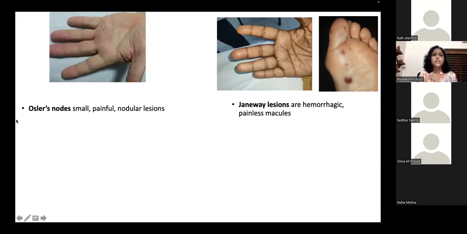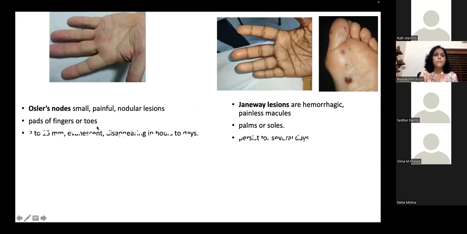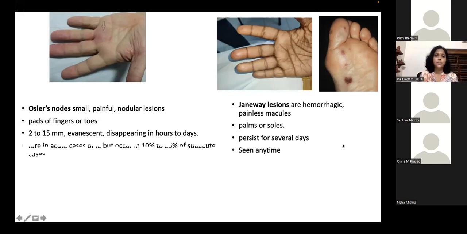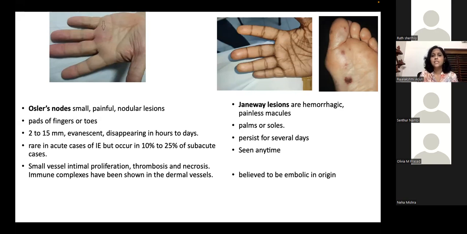Just a few differences between Osler nodes and Janeway lesions. Osler nodes are small, painful nodular lesions, and these are commonly seen in pads of fingers and toes. And these are evanescent and disappear in hours to days. Whereas Janeway lesions are hemorrhagic, painless macules seen in palms and soles and persist for several days. So Osler nodes are usually seen in subacute, not in acute cases of IE. But this embolic phenomena can occur anytime, and it also depends on the size of vegetations, and is more commonly seen in Staph aureus.